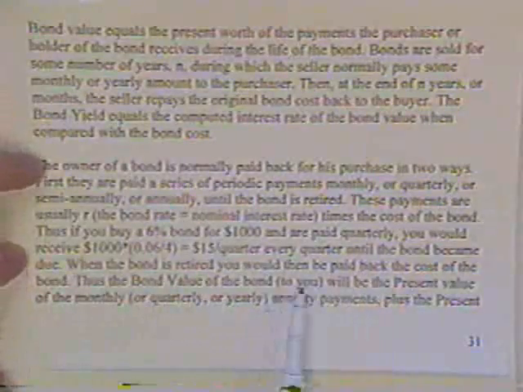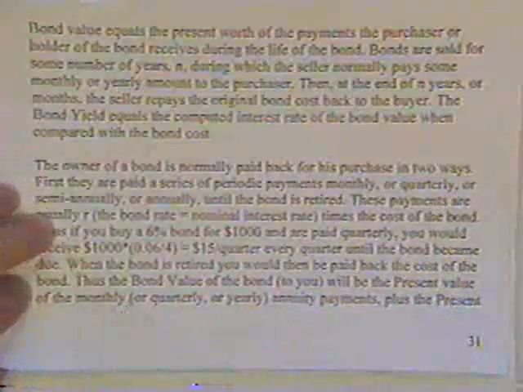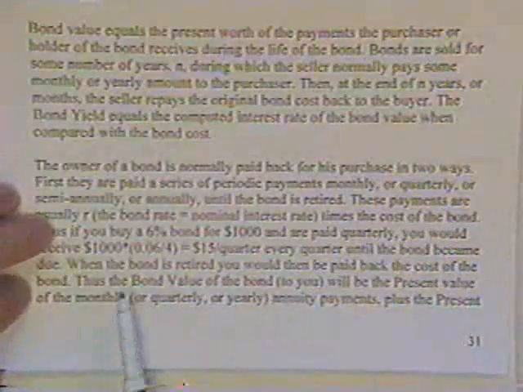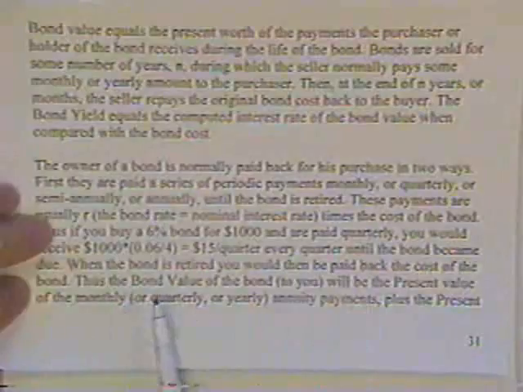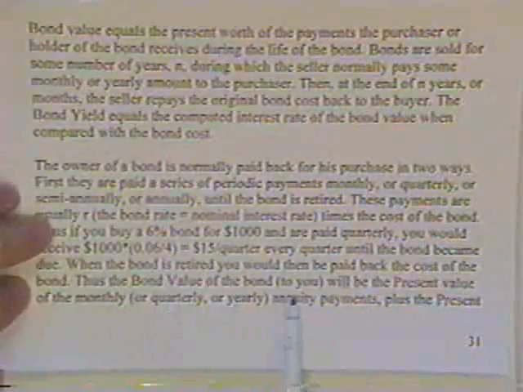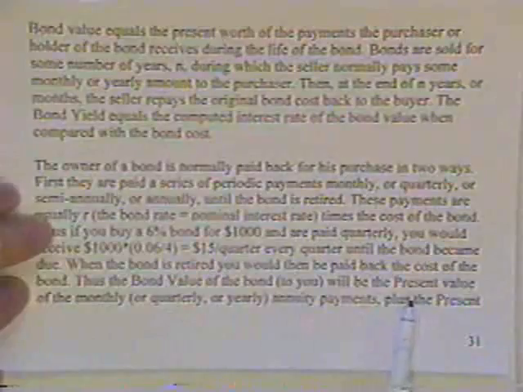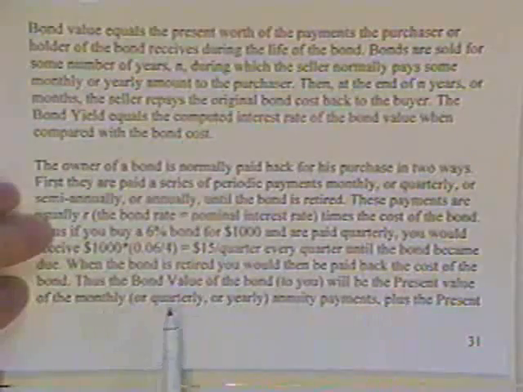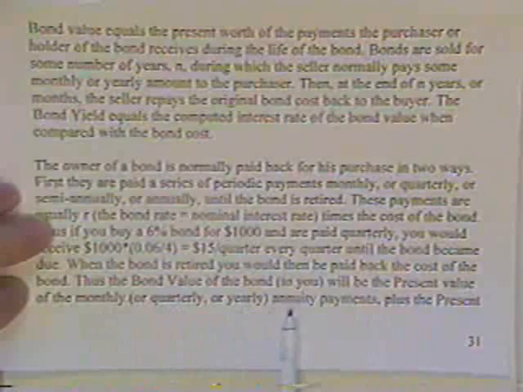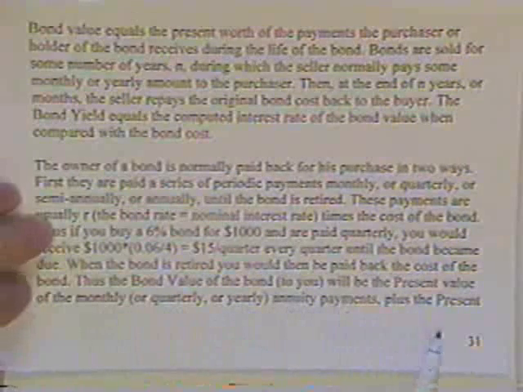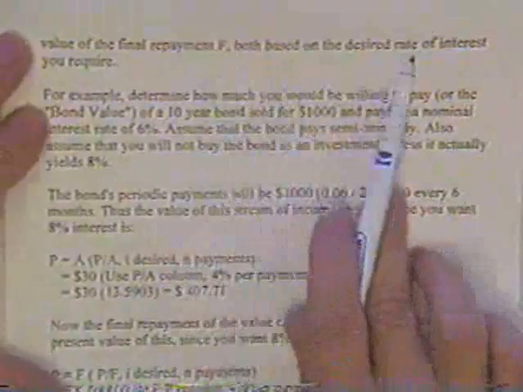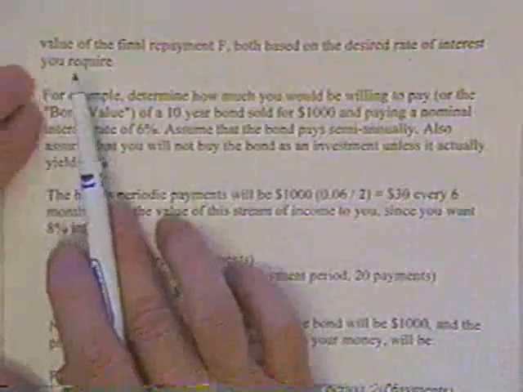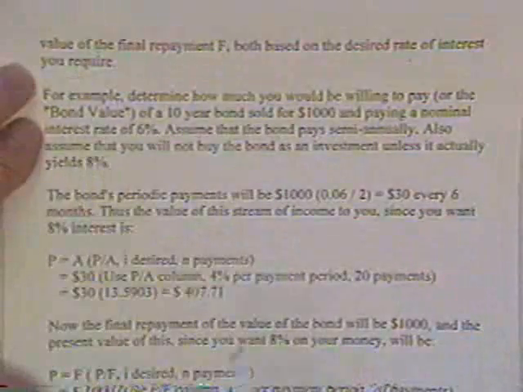Then when the bond is retired, he gives you back the money you gave him in the first place. And your gain, of course, is the interest that you earned on it during the life of the bond. Now, the bond's value, at least to you, would be the present value of the monthly or quarterly or yearly annuity payments plus the present value of getting your money back in the future, F. Both of these would be based on the rate of interest that you require.